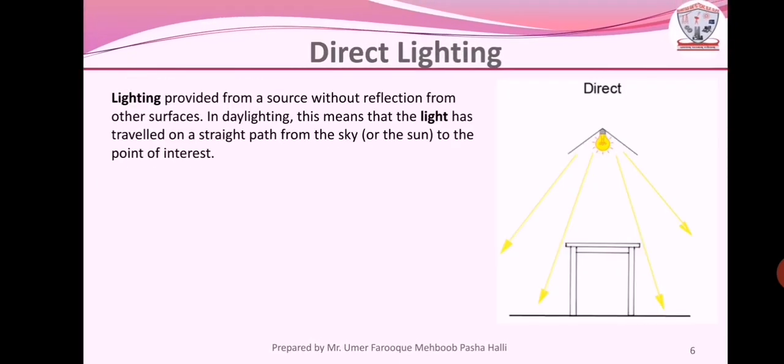In direct lighting, the figure shows it directly, where illumination is bombarded on the table or the ground or surface. The light is provided from the source without reflection from any other surface. In daylighting, this means that the light has traveled on a straight path from the sky or the sun to the point of interest or the surface. This is called direct lighting. Their luminance is directly bombarded on the ground without any reflection.